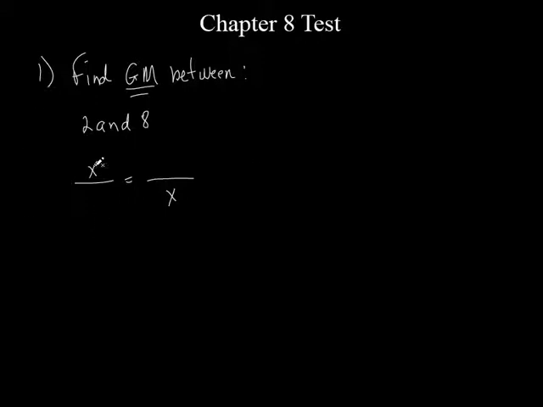When it says find the geometric mean, you put two fractions equal to each other. You put an x on the top of this side. You put an x on the bottom of the other side. Everybody clear on that? It's just a matter of practicing this stuff.